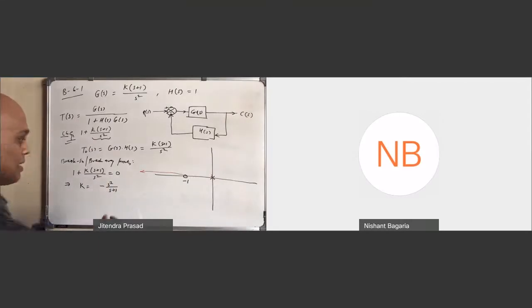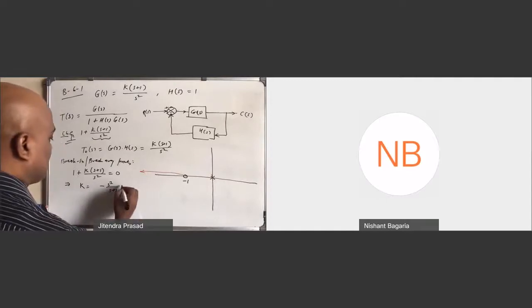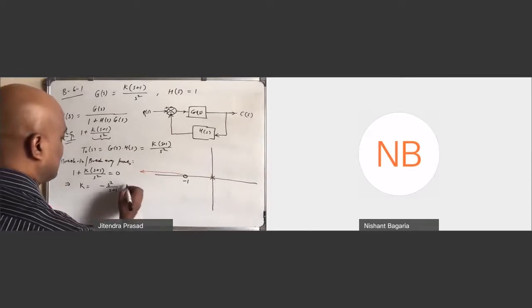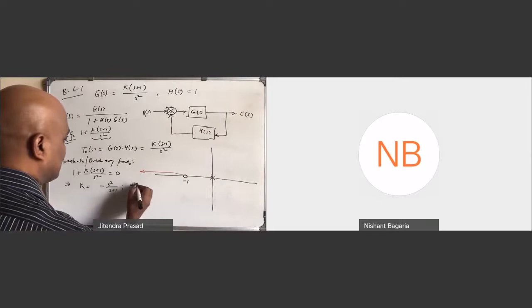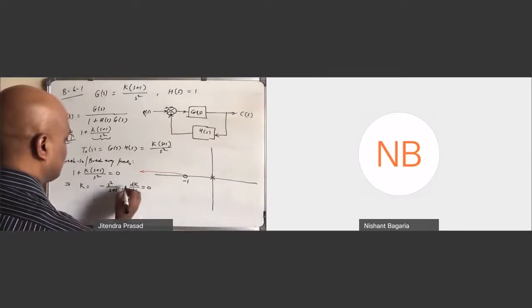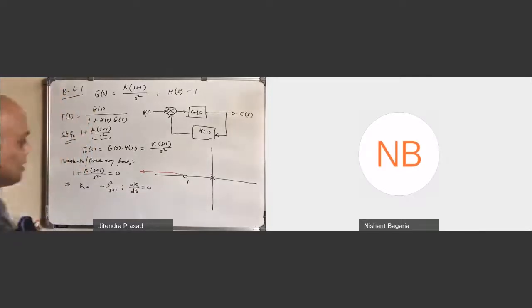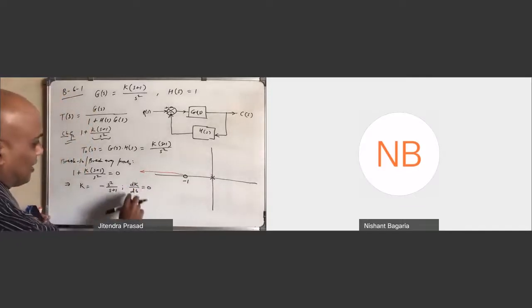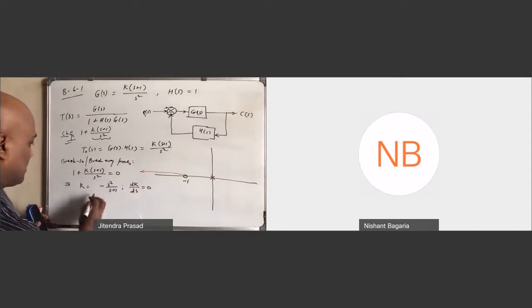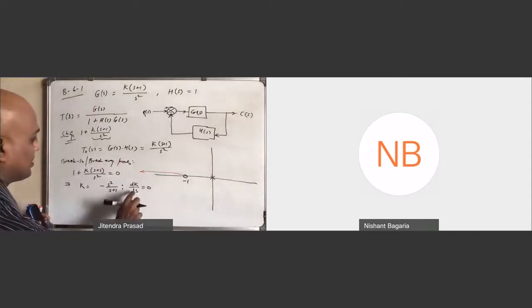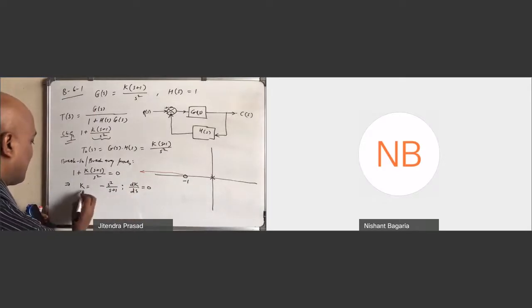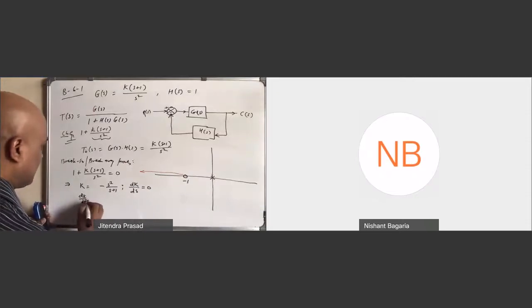Now next you are going to find dK over ds and make it equal to 0. This is how you find the break-in or breakaway points. So dK over ds equal to 0, and hence you get dK over ds.